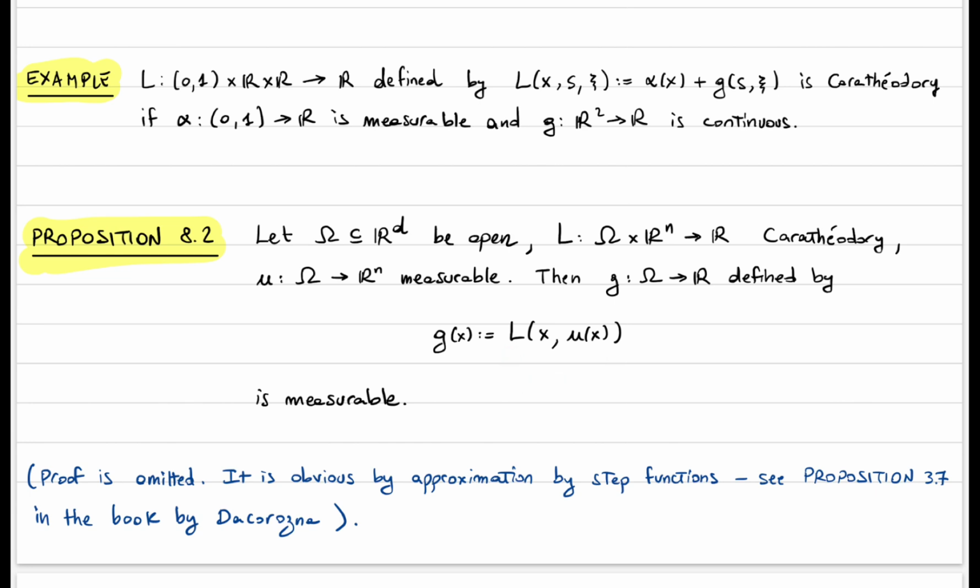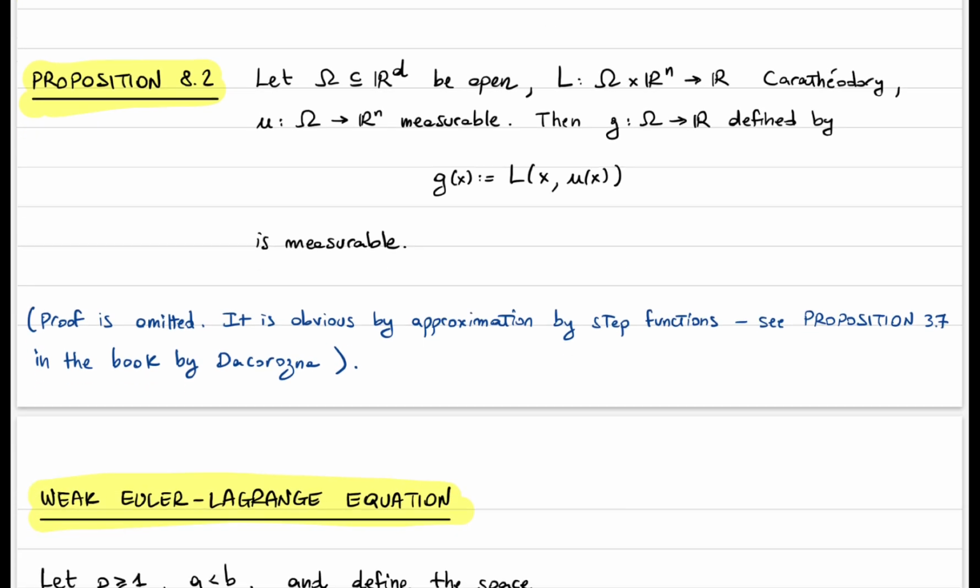And the proposition says that if L is Carathéodory and u is measurable, then the resulting composition, which is a function from omega into R, is still measurable. And again, we don't make the proof, but it's very easy to do since measurable functions can be approximated by step functions. So a density argument immediately shows that this is indeed measurable. But we are not interested in the proof.